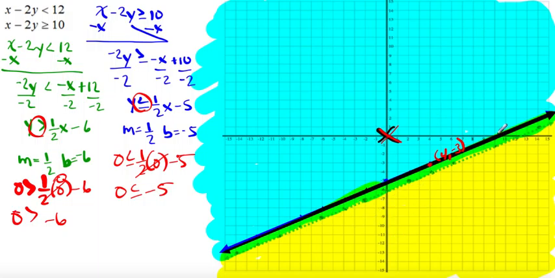So for example, this point right here, 2, 10 is not a solution. And this point right here, 3, negative 8 is not a solution either.